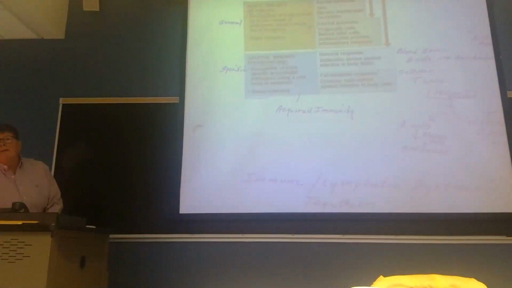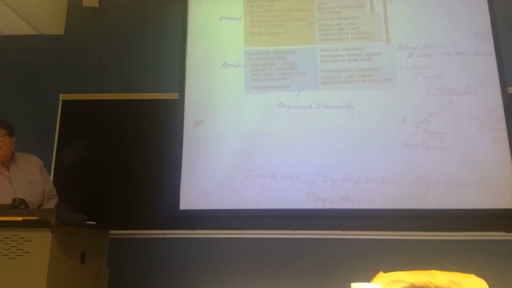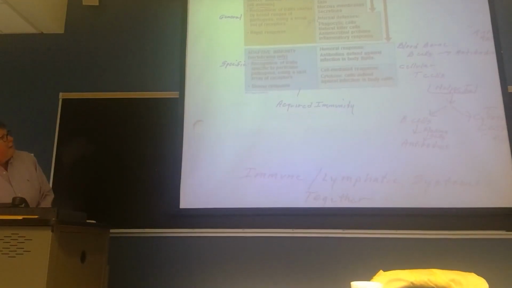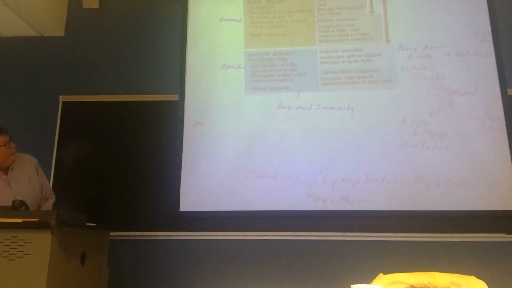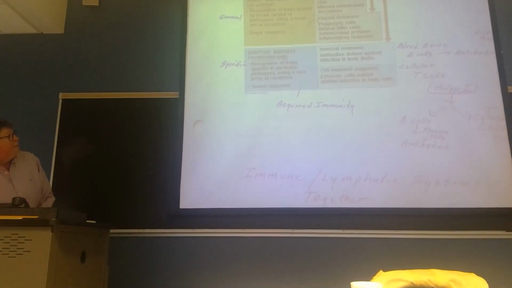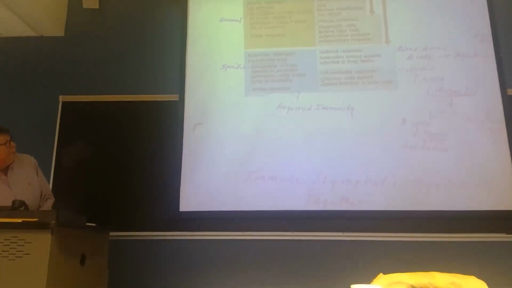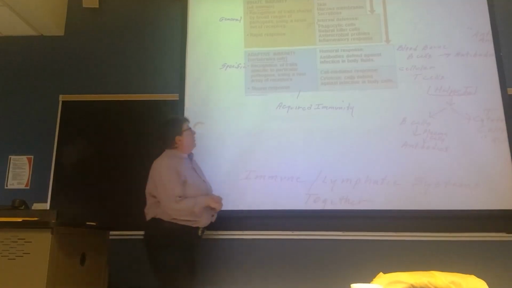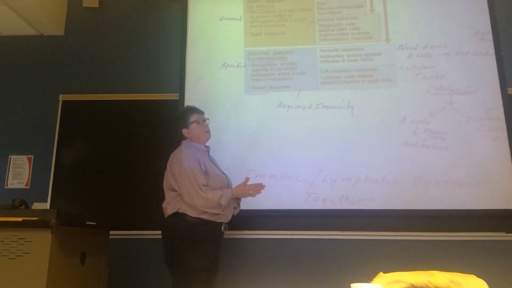We're talking about the immune system. If I ask what the two main types of immunity are, you're going to say innate and adaptive. And if I ask what the first line of defense is in the innate, you're going to say skin, unbroken skin, and outer barriers. The second line of defense would be internal defenses, where you have phagocytic cells, which are usually white blood cells, natural killer cells, antimicrobial proteins, and inflammatory response.